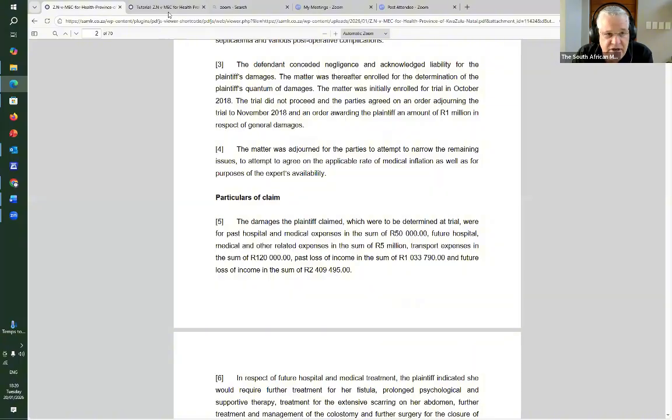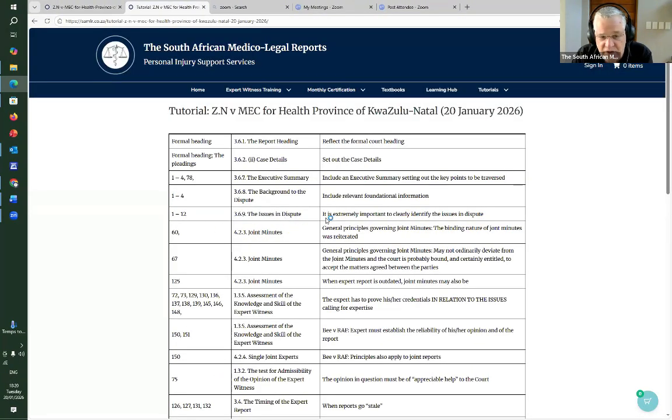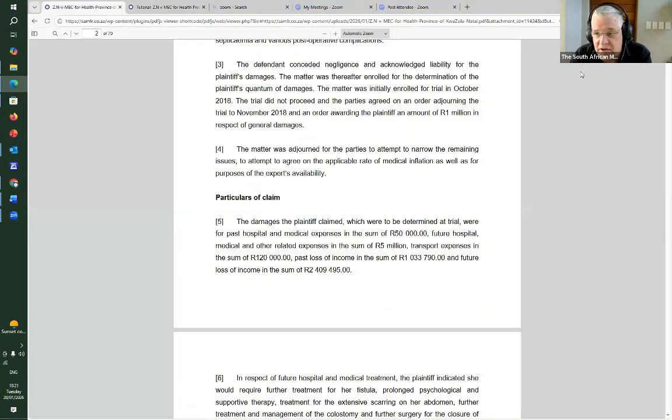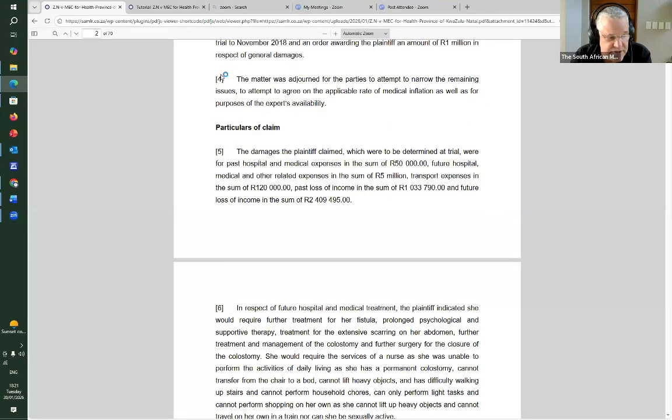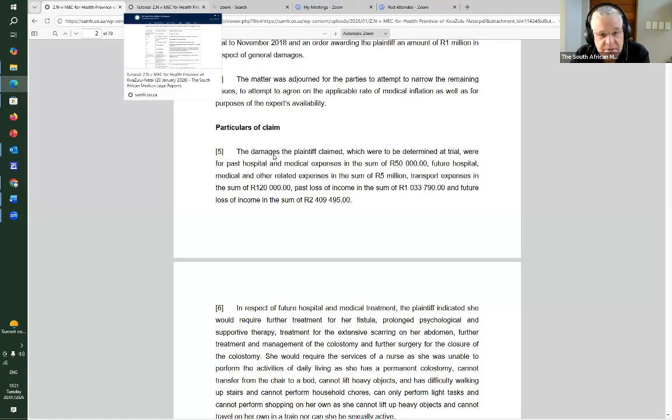Then we get, let's go to paragraphs all the way 1 to 12. She deals with the issues in dispute. And the comment is it's extremely important to clearly identify the issues in dispute. And that is important for numerous reasons. And if you haven't, in fact, clearly identified the issues at that point in time in detail, you are running the risk of falling seriously foul of the correct approach to dealing with expert evidence, and you can have the sorts of consequences that eventuated in this case.